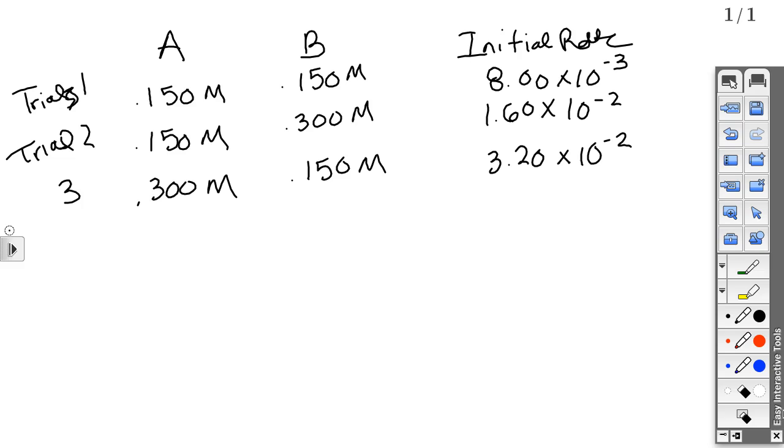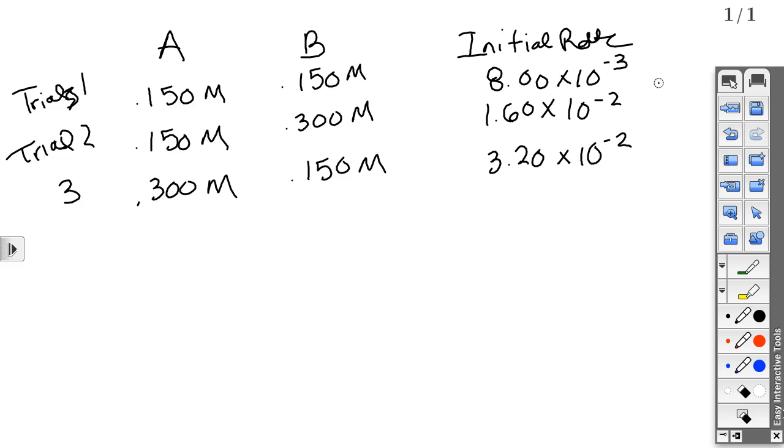So what you have to do when you're doing these is find, from one trial to the next trial, only one concentration changes. So A stays the same, and then B changes. So trial 1 to trial 2 is very handy for looking at, upon inspection, the order of B. If I look here, I can see that the concentration of B doubled.